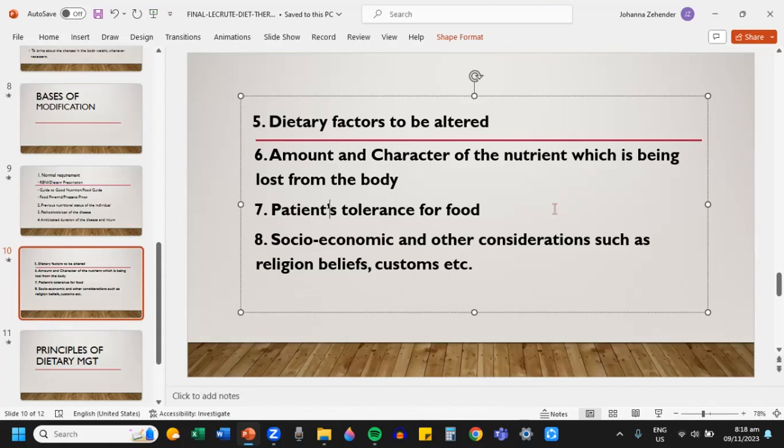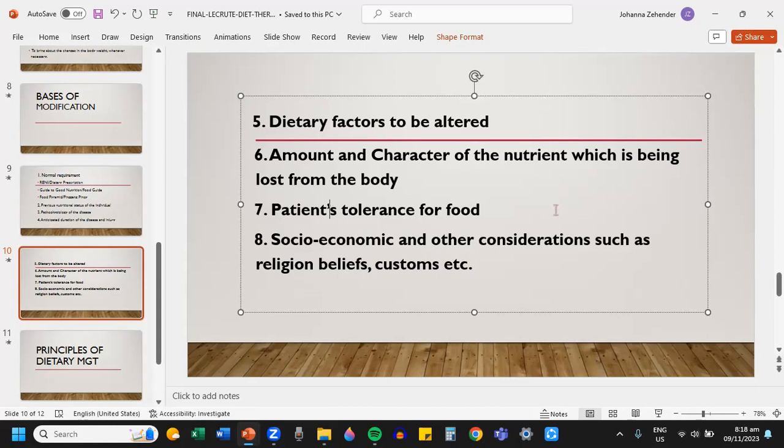So this is why, upon receiving your patient or upon admitting your patient, it is important to take note of his or her religious affiliation because some religions may have dietary restrictions. Let's say for example, sa Islam, 'di ba bawal ang pork? Okay, so that's one example.